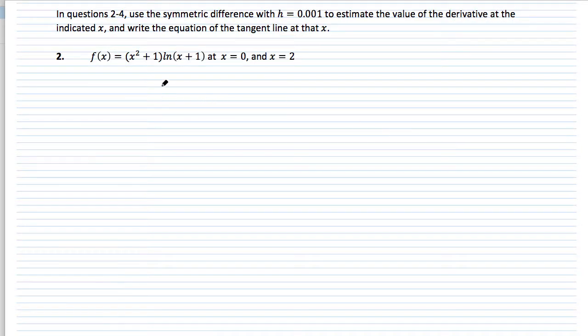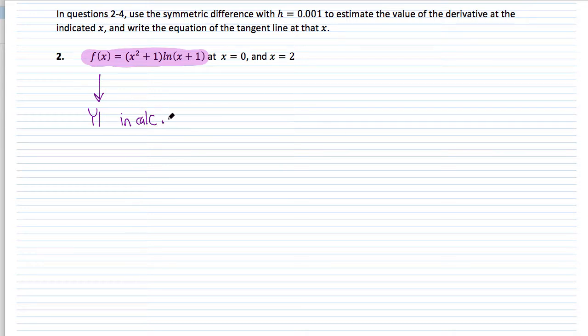For questions 2 through 4, we're going to be using symmetric difference with our h, our difference, our step, to be 1/1000th, and we're going to use that to estimate the value of the derivative at these values of x, and then write the equation for the tangent line at that x. So my very first step is I'm going to take this function, f of x, and I'm going to put this into y1 in your calculator. So take a moment and do that if you've not done so.